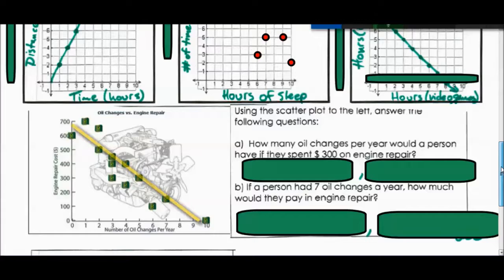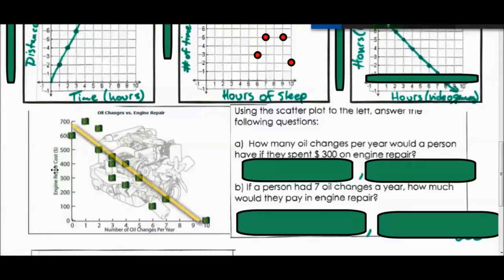Alright, so we're going to use the scatter plot to the left to answer the questions. How many oil changes per year would a person have if they spent $300 on an engine repair? So let's look at the graph. We have number of oil changes per year at the bottom and engine repair costs going up.